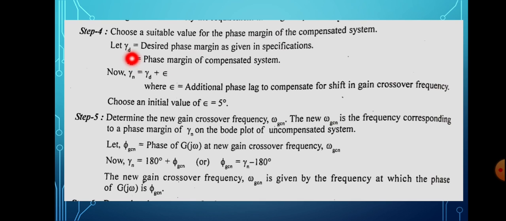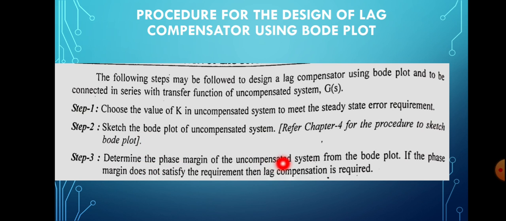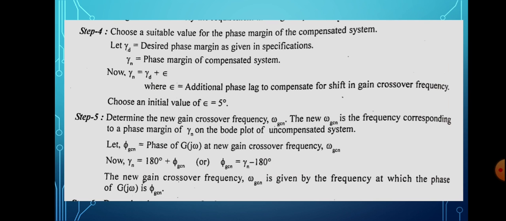Gamma d is the desired phase margin as given in the specification, that means it is given in the question. Gamma n is the phase margin of the compensated system. So gamma n will be equal to gamma d plus epsilon, where epsilon is the additional phase lag to compensate for the shift in the gain crossover frequency. You have to choose an initial value of epsilon, that is 5 degrees, and add it to gamma d. Gamma d you will get from the previous step, and you add 5 to that gamma d so that you get gamma n.